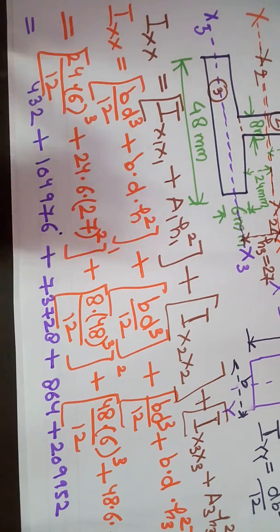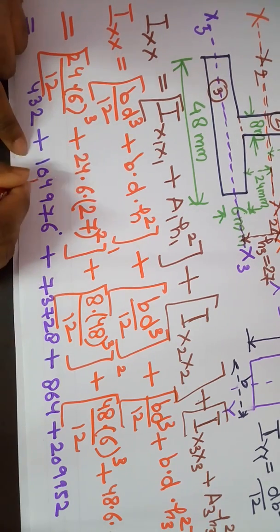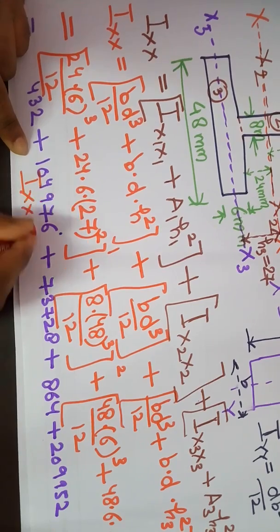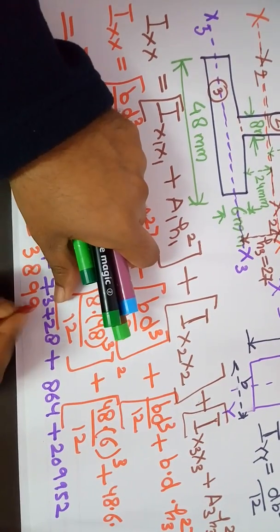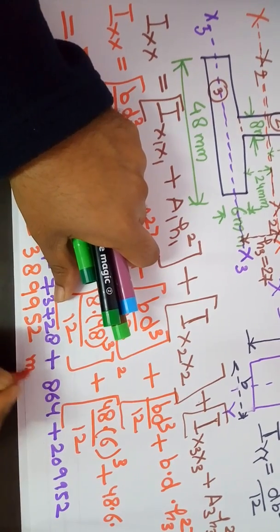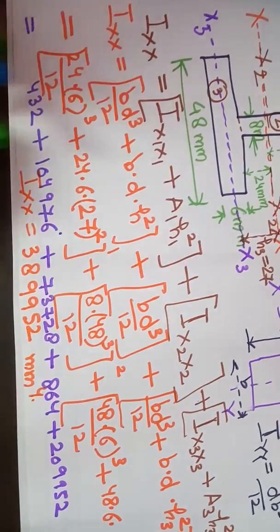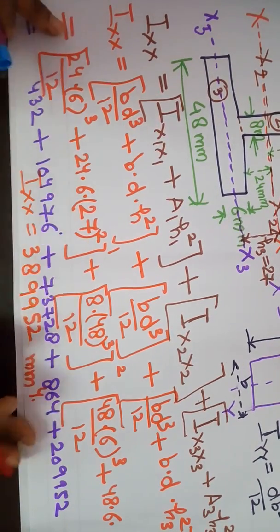What is that complete value? Ixx we are getting as 388952 raised to the power 4. This is the final answer.